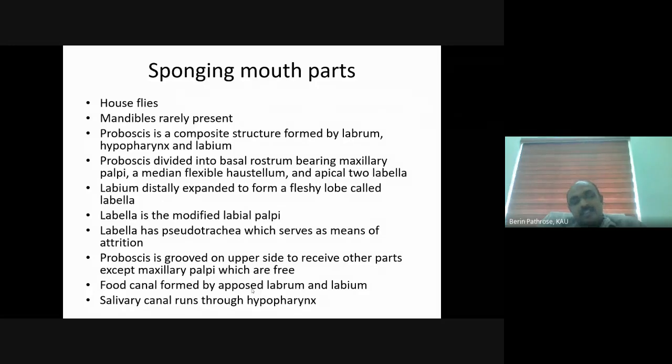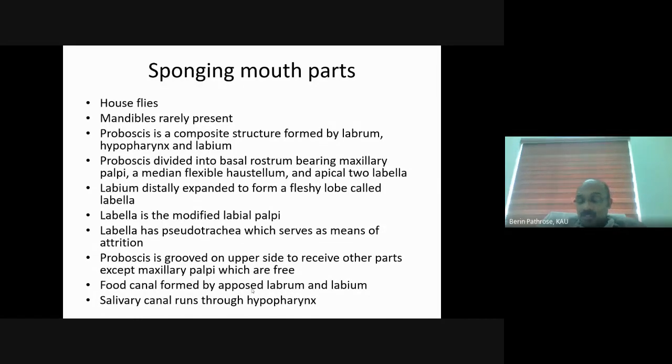Just as the name indicates, it's a kind of sponge which absorbs fluid from surfaces. This is seen in houseflies. And just like in the case of siphoning mouthparts of butterfly, mandibles are almost absent. In some flies we have mandibles, but mostly the mandibles are absent. And again, we have a proboscis, but the proboscis is a composite structure. It is a fused structure, fused by three parts.